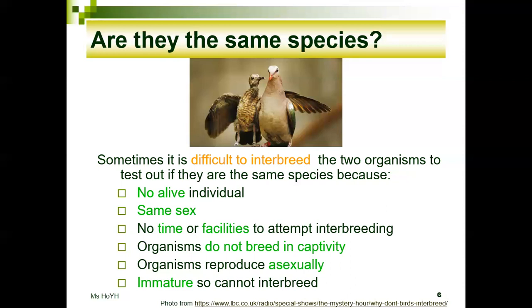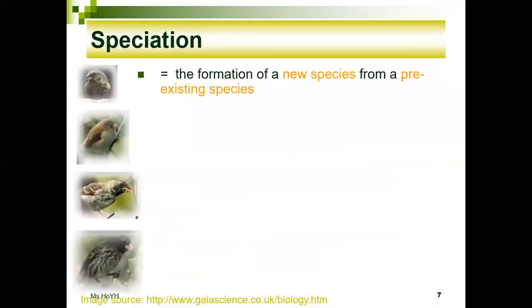That's a problem. Then some organisms reproduce asexually. So if they reproduce asexually, we cannot breed them and see whether they're the same species, right? We cannot cross them. And then immature ones, yeah, we have, but they're immature, so they cannot interbreed yet because they don't produce eggs. They don't produce sperms yet. So these are all the problems when we want to test whether they are the same species, but we cannot cross them. So therefore, we still come back to looking at morphology to see whether they're the same species.